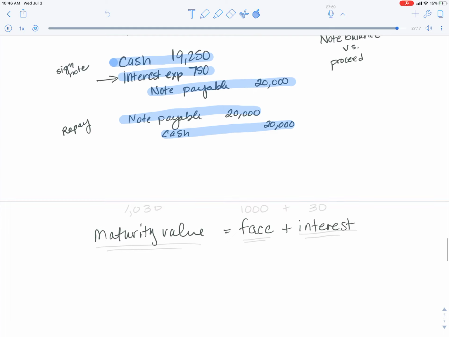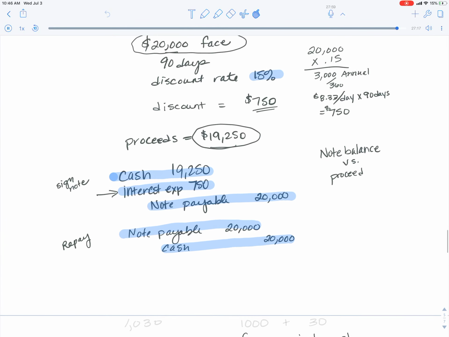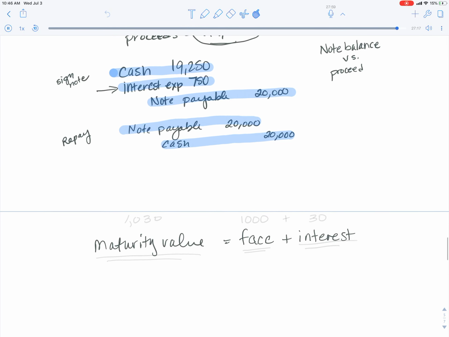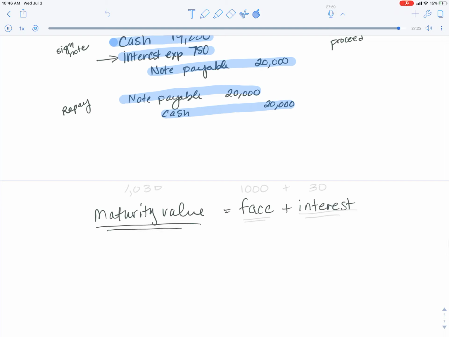Okay? And then one other thing, just a reminder from Chapter 9, that when you're asked in your homework what is maturity value, that's going to be the face amount, like my first example, $1,000, plus whatever interest is on that note. So the maturity value of my original example was $1,030, which was the proceeds of the note and the interest. So that's just a reminder.